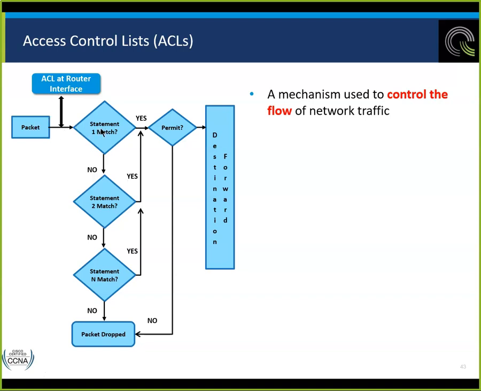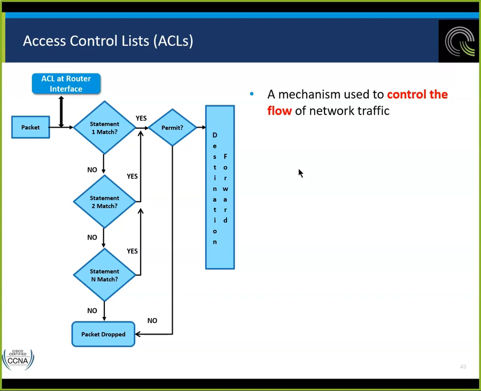Here is the access control list at the interface. We had the packet come in. Does it match statement 1? Yes. If it's a permit, go do it. If it's a no, it goes to the next statement, until we get a yes. Or if we get to the bottom with a no, the packet is going to be dropped because we have that implicit deny at the bottom of the list. That's always going to be there. That's going to deny everything that has not been permitted.